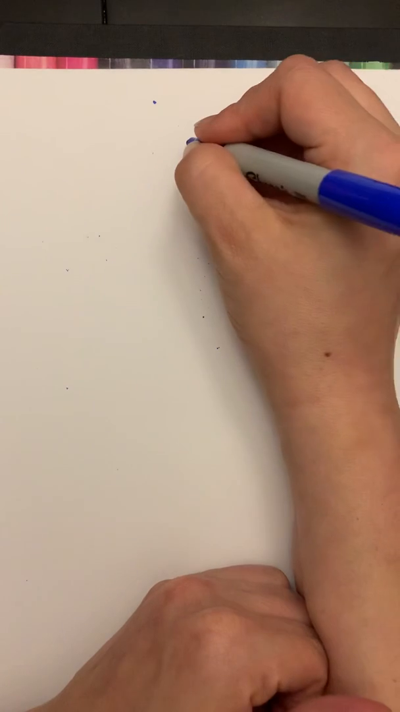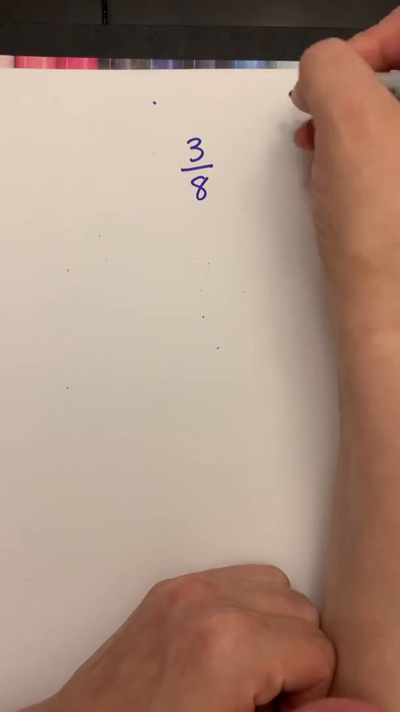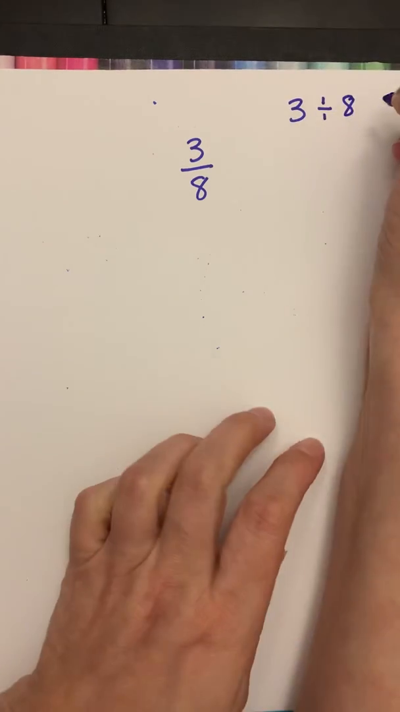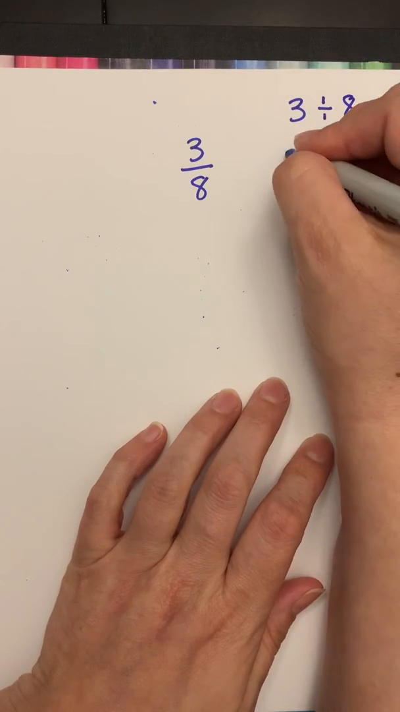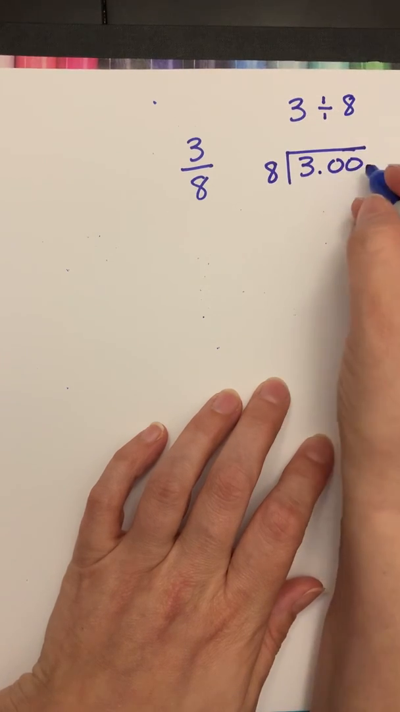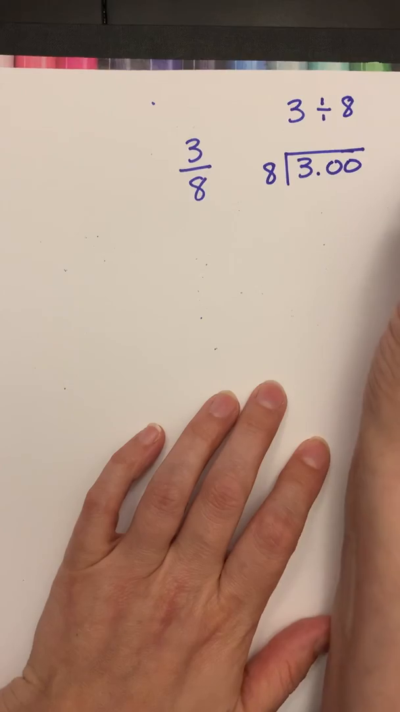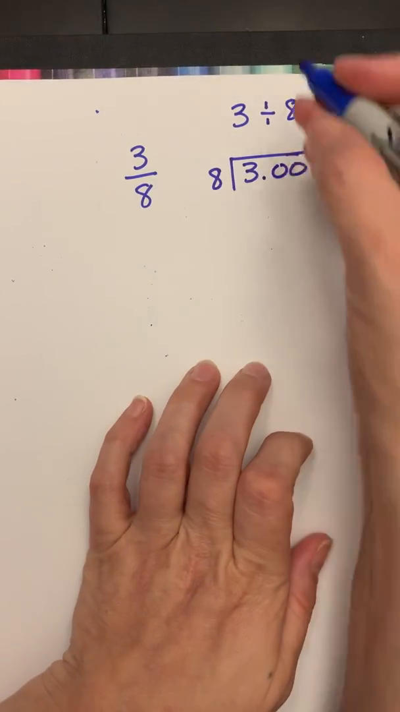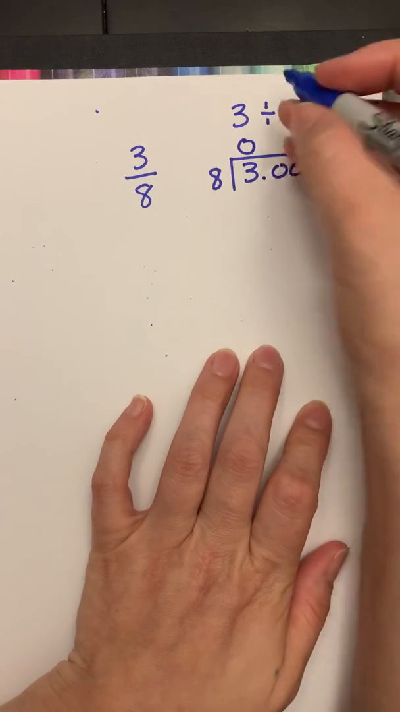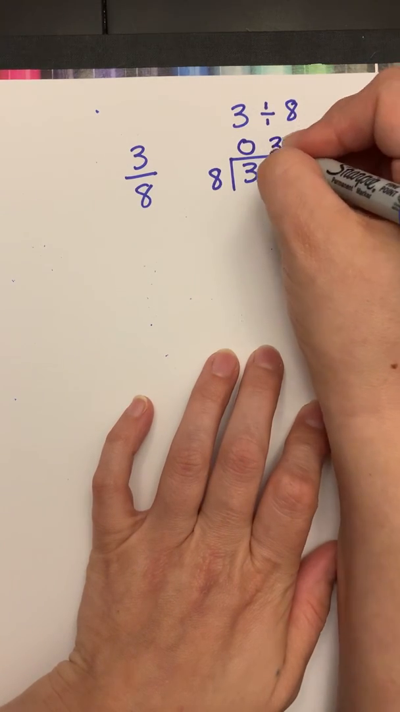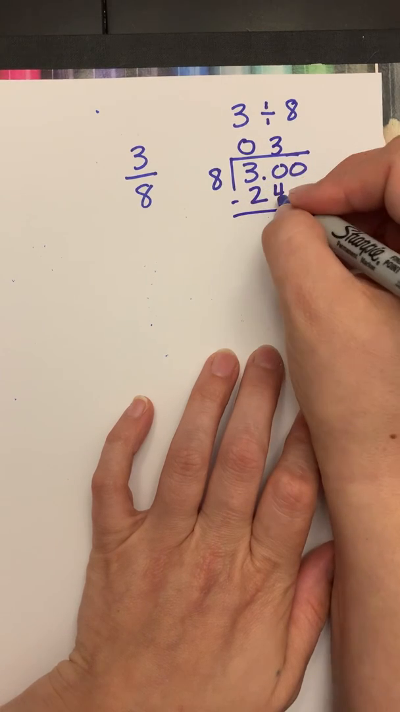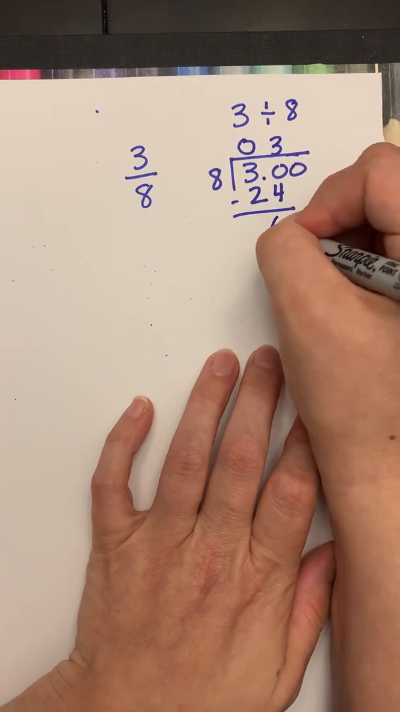So we know 3/8 is the same thing as 3 divided by 8. So 3 divided by 8. I'm going to annex some zeros here to make sure we have some digits to divide with. So 8 goes into 3 0 times. 8 goes into 30 3 times. 8 times 3 is 24. 30 minus 24 is 6.